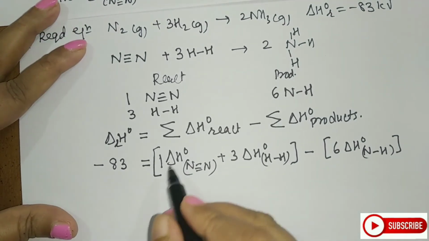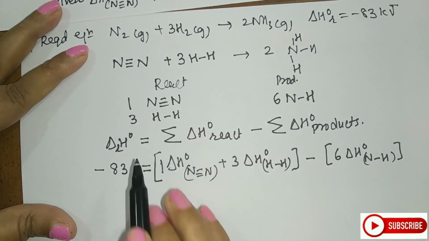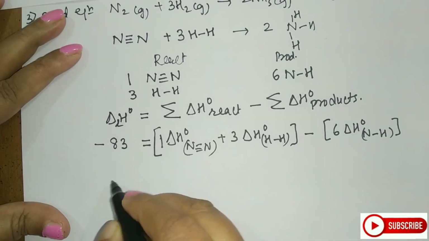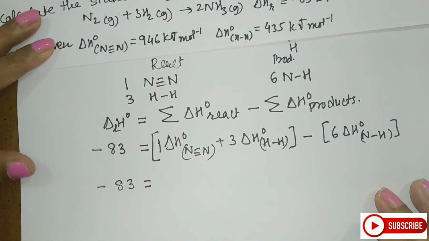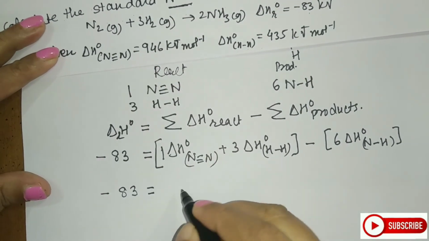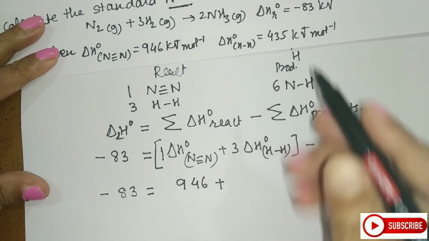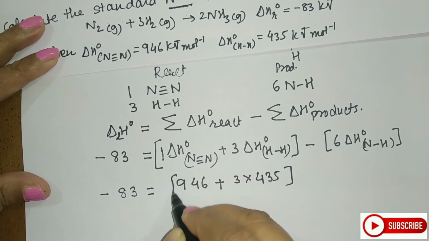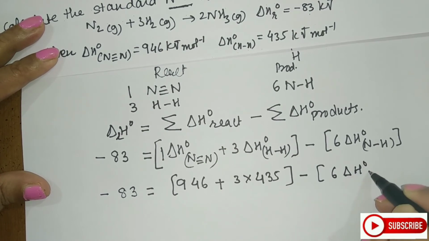Now let us see if I can cancel something from here. So students, you can see here there is nothing which is common on both the sides. So my equation will remain the same. Now start substituting the values. So this is minus 83 is equal to nitrogen triple bond enthalpy they have given, that is 946 plus 3 times that of hydrogen. So it will be 3 into 435. So the reactant side is over, minus 6 times the standard enthalpy of NH bond. This is what you have to calculate.